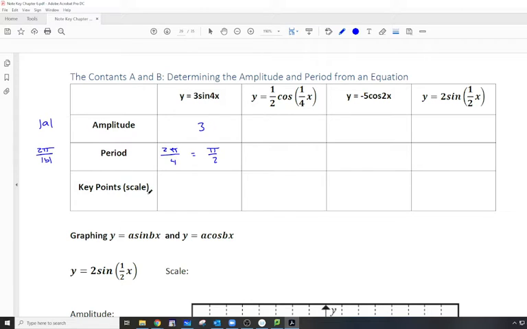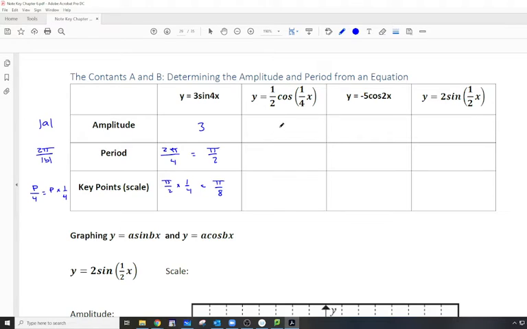Now the key points, again, that's just something I do to make sure that I can graph these. What you do is you take the period and you divide by 4, which I want you to keep in mind is taking the period and timesing by a quarter. Those are the same two things. So if my period is pi by 2, I'm going to times that by a quarter, and that makes my key points every pi by 8. Okay, so I want you to try to go through and now do what we just did for the next 3 equations.